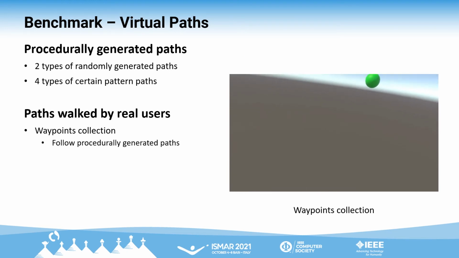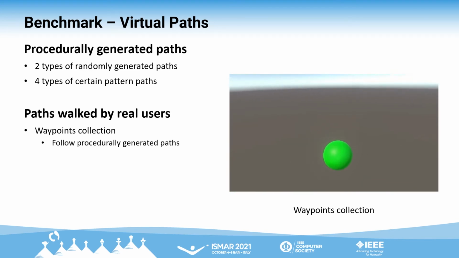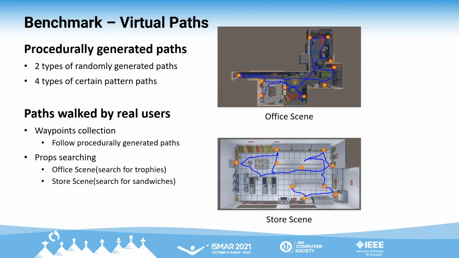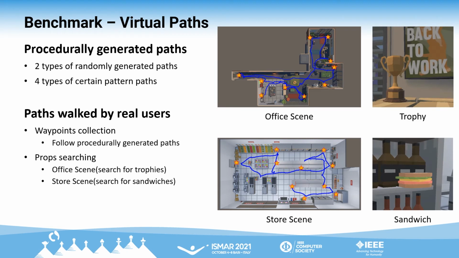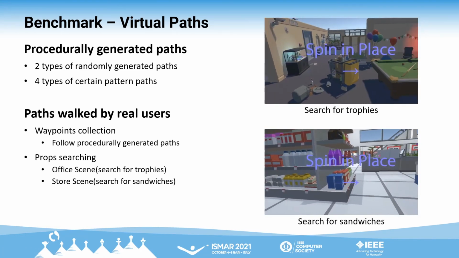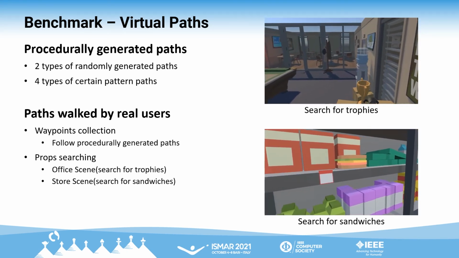There were 2 tasks. The first task was a waypoint collection in a simple virtual scene. Participants were asked to follow the procedurally generated green spheres. The second task was prop searching in 2 virtual scenes. The positions of virtual props are marked with stars showing on the right figures. The office scene contains 10 trophies, and the store scene contains 10 sandwiches for participants' collection. The participants were asked to collect all of the virtual props by searching and reaching them using Vive controllers at their normal working speed.